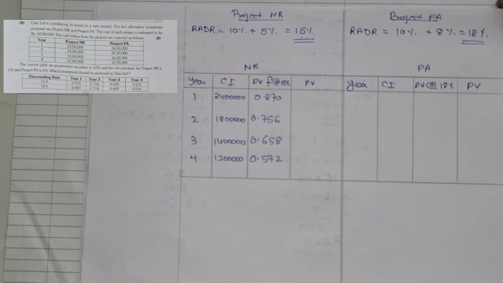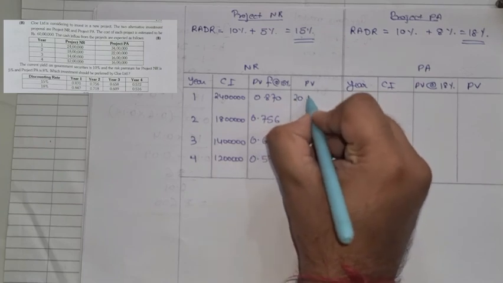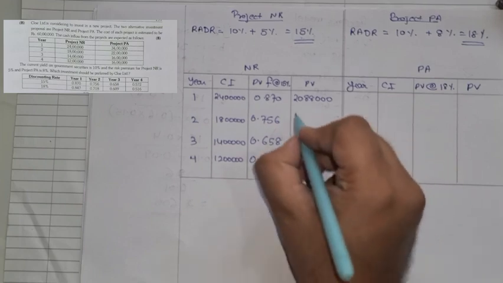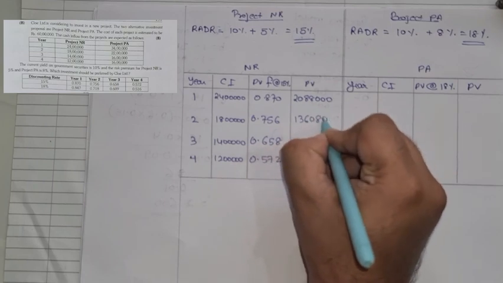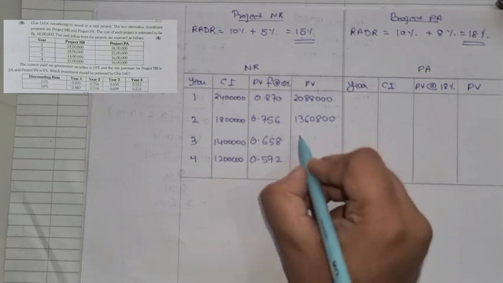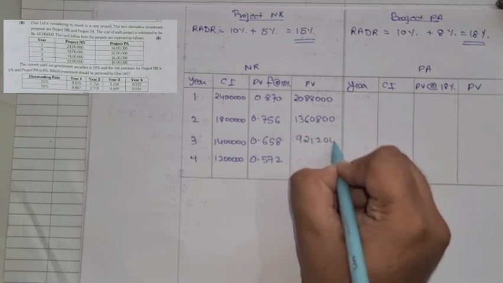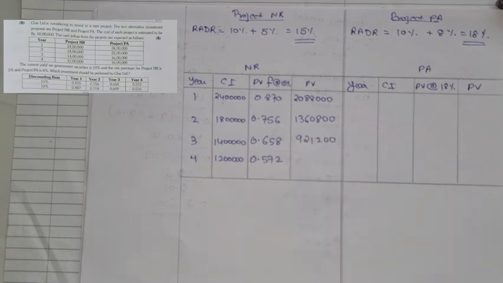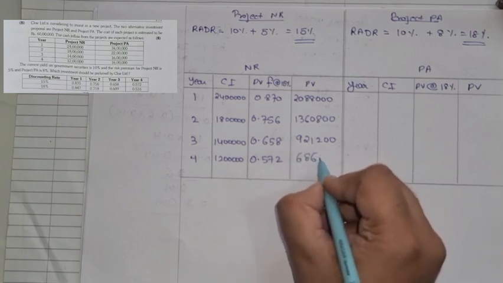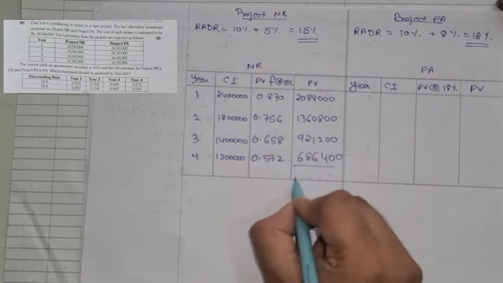So 24 lakhs into 0.870 is 20,88,000. Next, 18 lakhs into 0.756 is 13,60,800. 14 lakhs into 0.658 is 9,21,200. 12 lakhs into 0.572 is 6,86,400. We total it up.